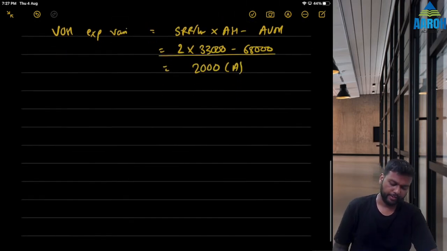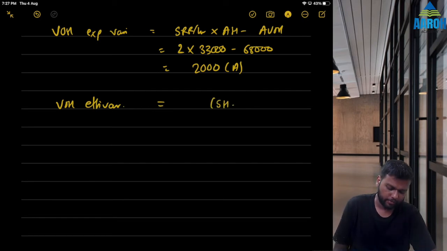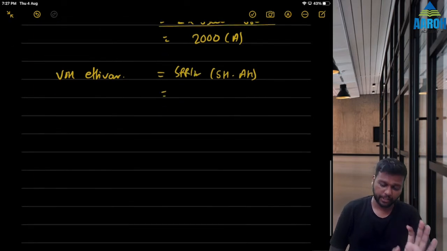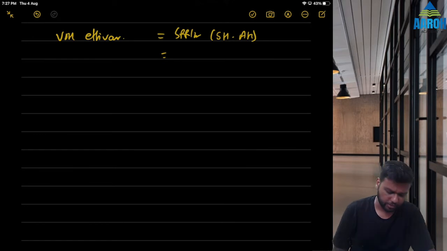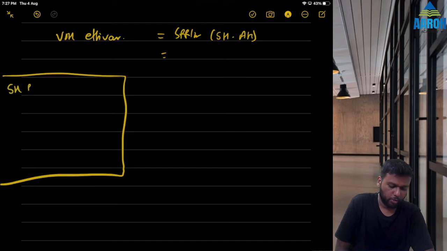Okay. Next, variable overhead efficiency variance. Efficiency variance, like I said, is always the same formula: SH minus AH into SRR per hour. SH minus AH, standard hours minus actual hours. Now we'll have to calculate standard hours. Standard hours calculation is very important and it will be the same for fixed overheads also, right? Let's calculate here in this box. Standard hours for actual output. Always write it like this: standard hours for actual output.